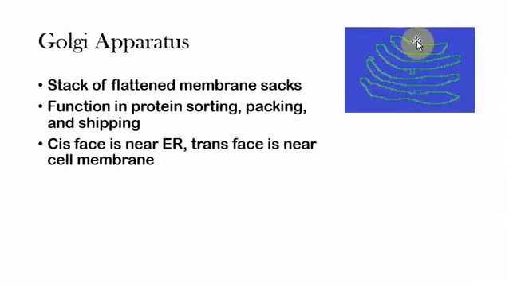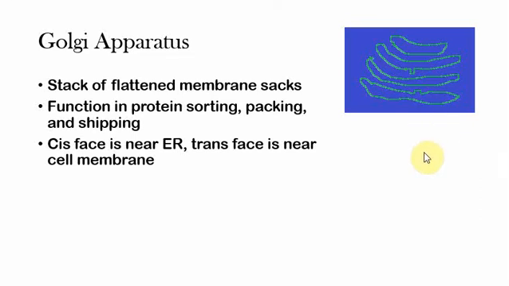And now, this is kind of a picture of a Golgi apparatus. On this end up here, you'll have the endoplasmic reticulum, and on the other end over here is the cell membrane, where the cell ends. If you look at the Golgi apparatus, it structurally looks like a stack of flattened membranes. In some textbooks, it compares them to looking like a stack of pancakes. They function in, again, protein sorting, packing, and shipping.